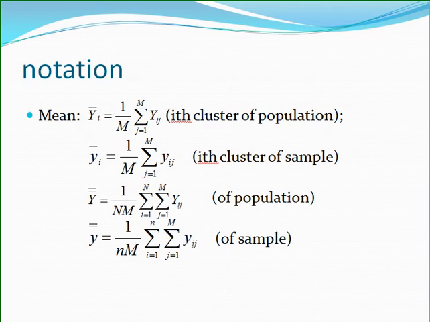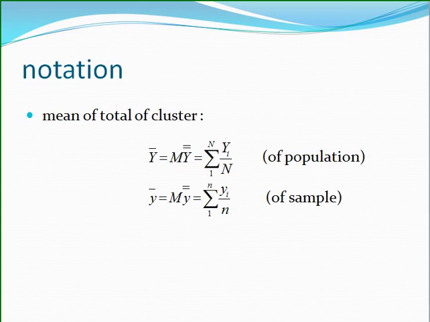The mean part also has this kind of thing. For the ith cluster's mean, we add the units together and divide by the number of them. For the whole population, we can also do that: add them together and divide by the number, which is also equal to the mean of the cluster means. So that's why we use y double bar to stand for the mean of the whole population.